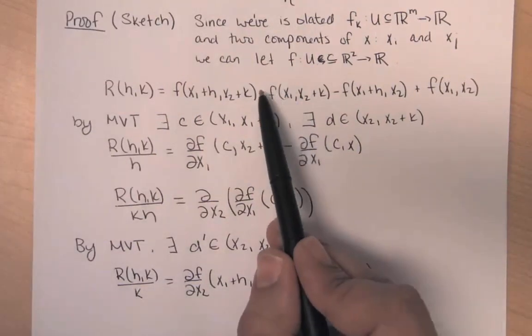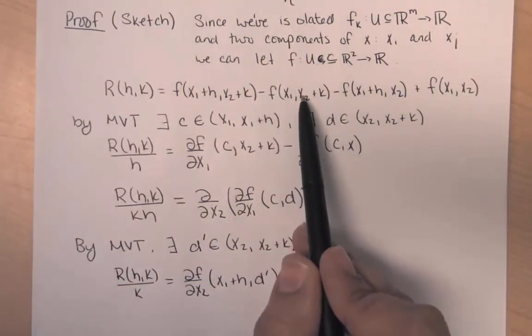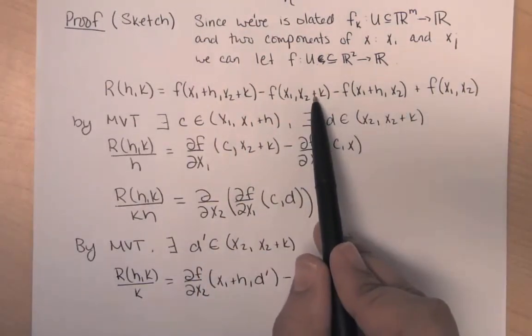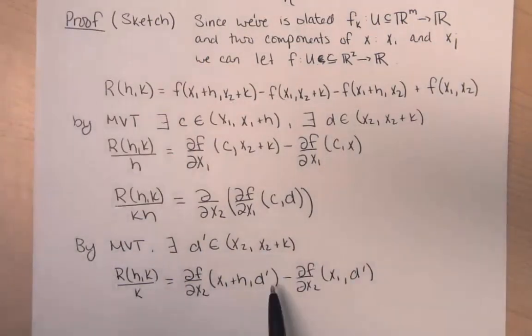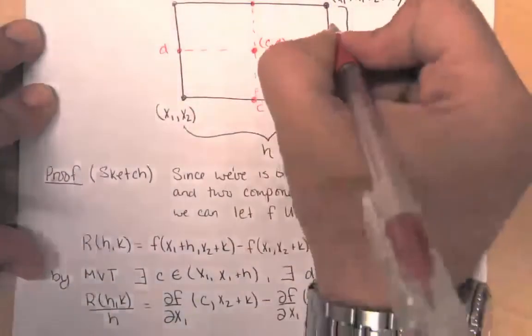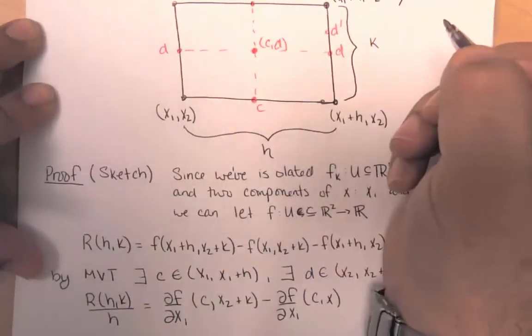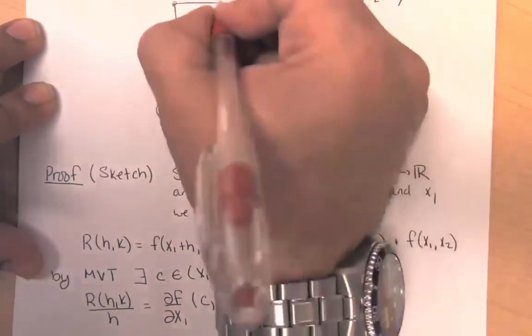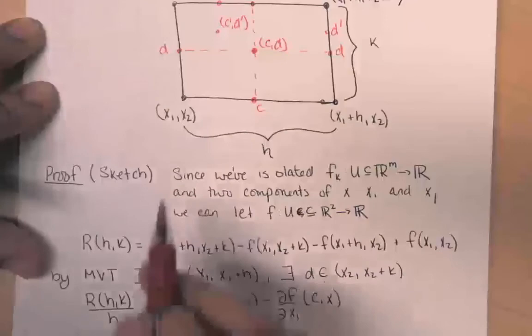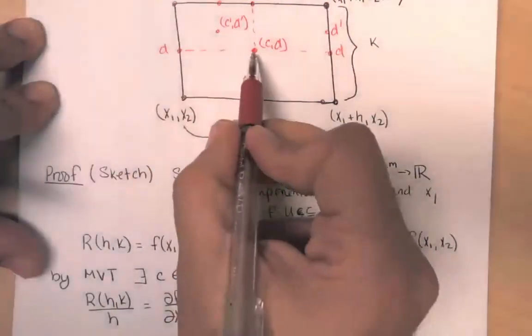So again, I'm looking at the differences where x2 plus k minus x2. I apply the mean value theorem to get this for some point d prime. Of course, d prime is going to be a different point. Here's d prime. I'm also going to get a c prime, and here's my c prime d prime coordinate. Again, another coordinate inside my rectangle, different from this.